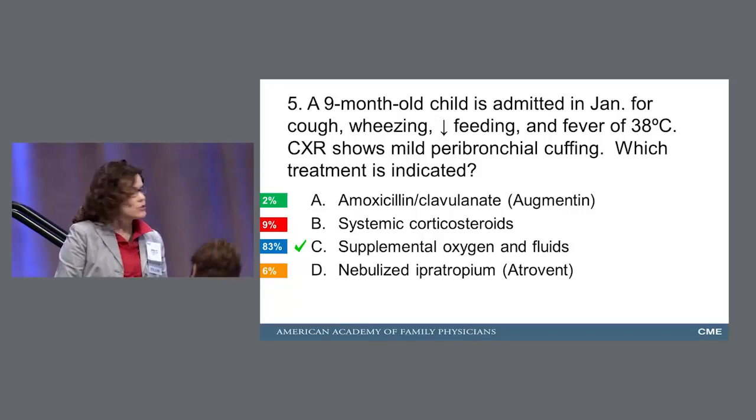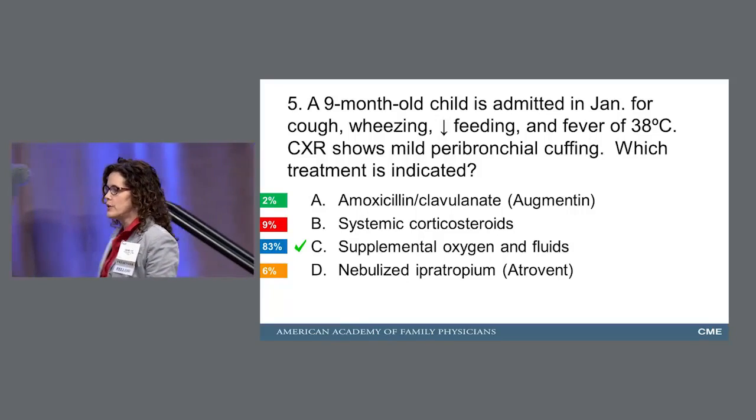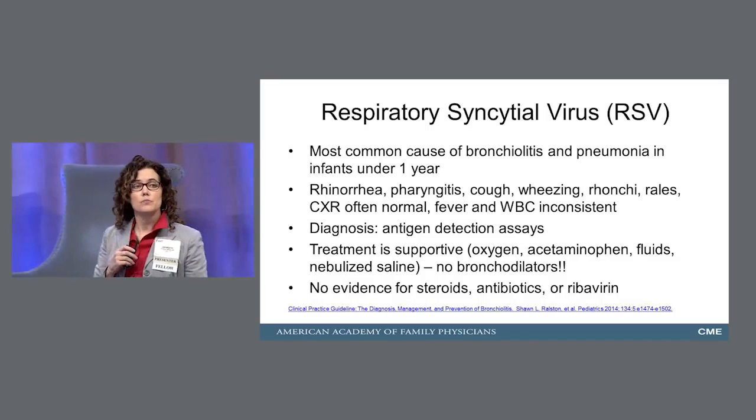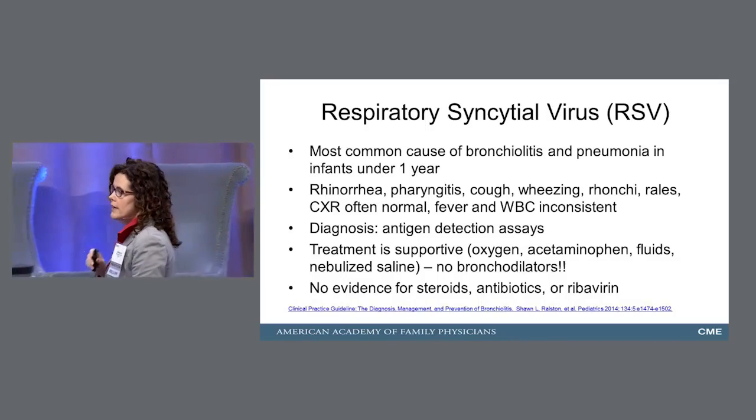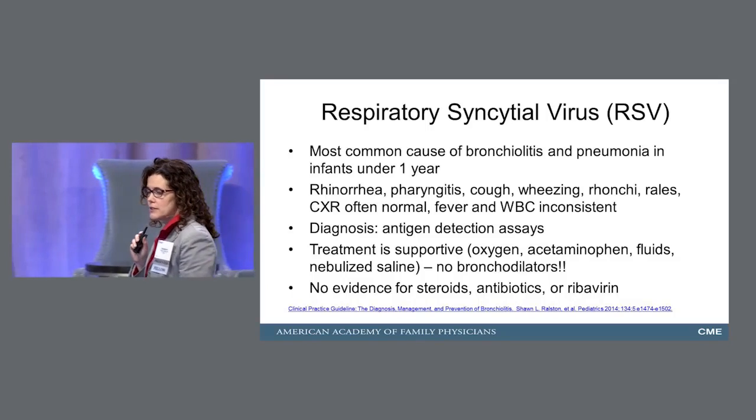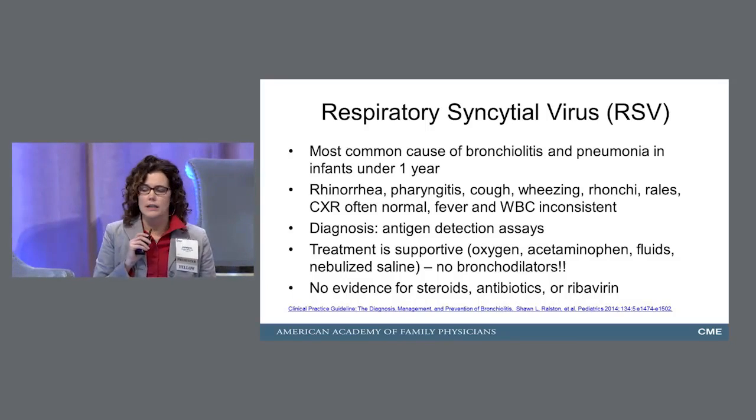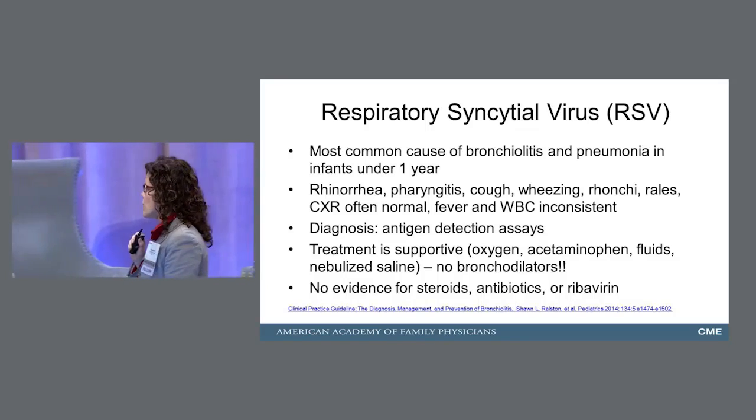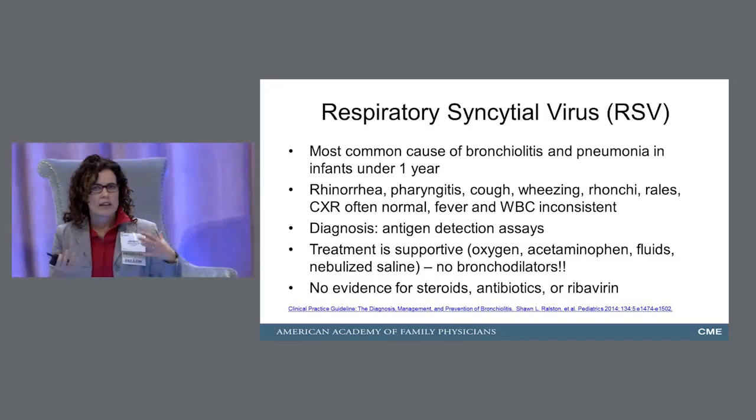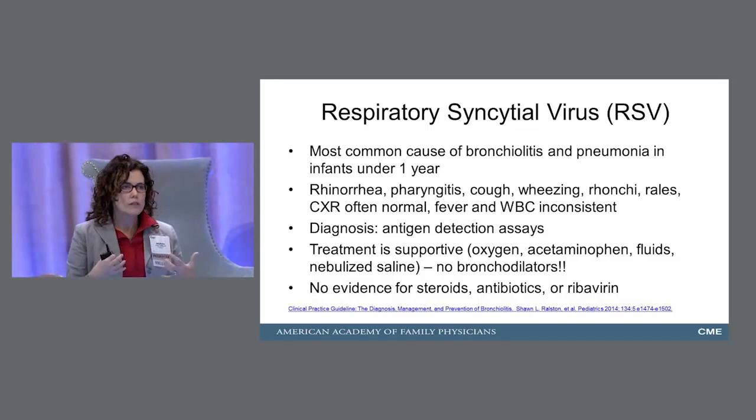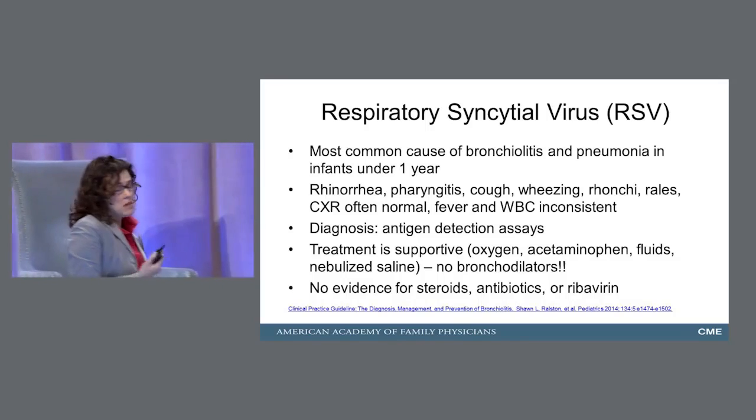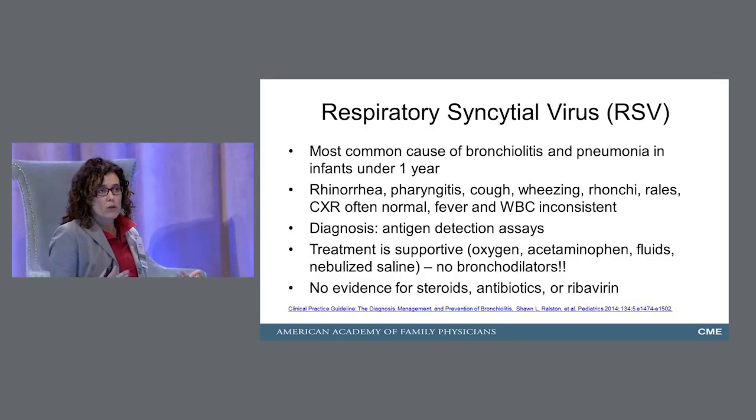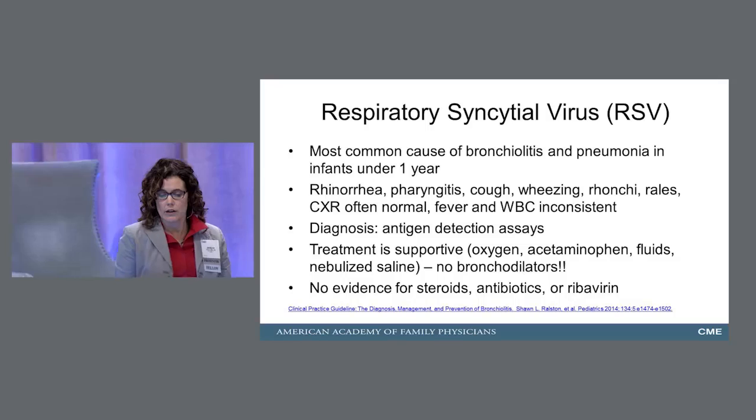All right, the correct answer is C, supplemental oxygen and fluids. And the reason for that, of course, is that this is bronchiolitis, most commonly caused by respiratory syncytial virus. This is the most common cause of bronchiolitis and pneumonia in kids under the age of 1. So these are the kids who look like they have a cold, but they are wheezing. They have wheezing and rhonchi. They may not really look all that sick. They're kind of that happy wheezer, but you can often walk into the room and hear them wheezing.